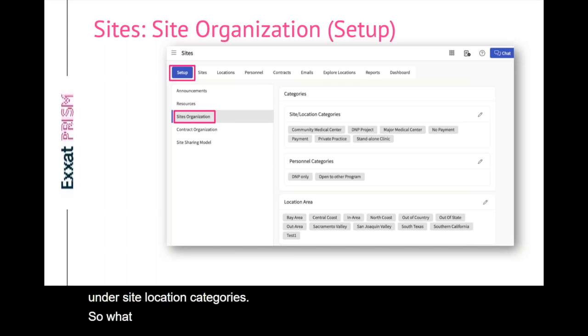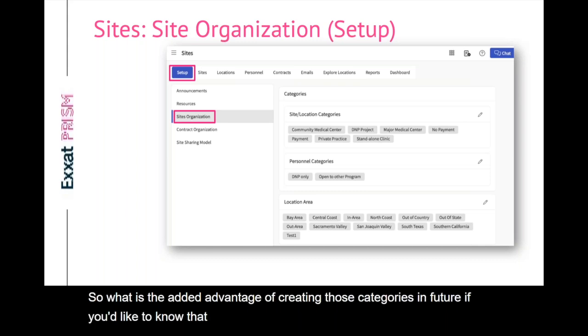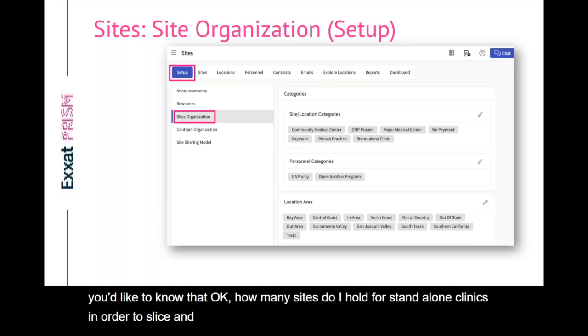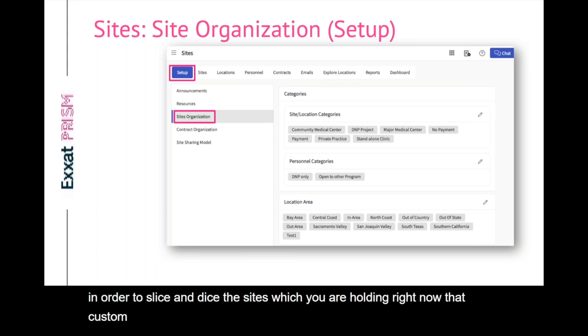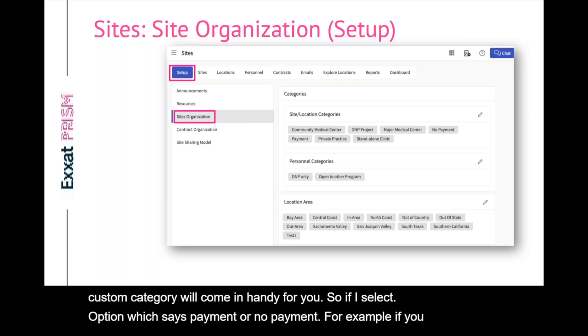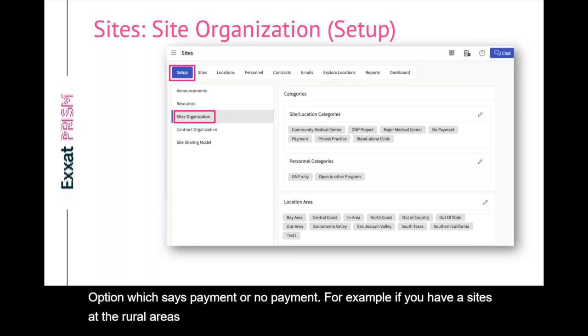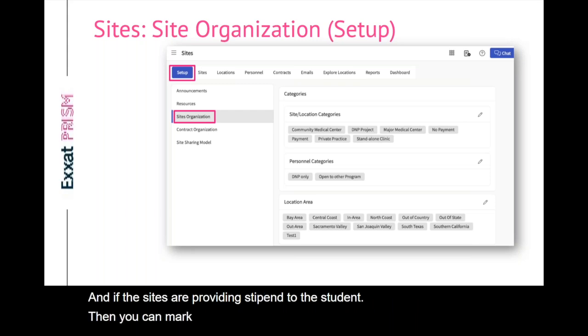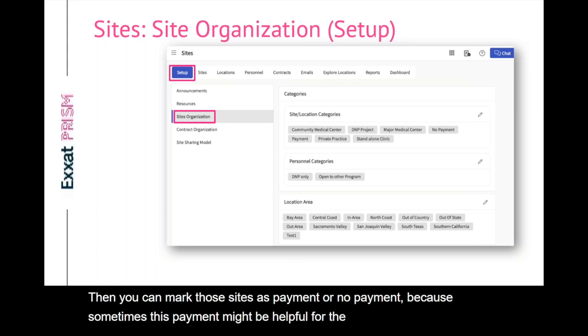So what is the added advantage of creating those categories? In future, if you'd like to know, okay, how many sites do I hold for standalone clinics? In order to slice and dice the sites which you're holding right now, that custom category will come in handy for you. So if I select the option which says payment or no payment. For example, if you have sites in rural areas and the students are willing to go to rural areas, right? And if the sites are providing a stipend to the student, then you can mark those sites as payment or no payment, because sometimes this payment might be helpful for the students to also visit the rural areas.